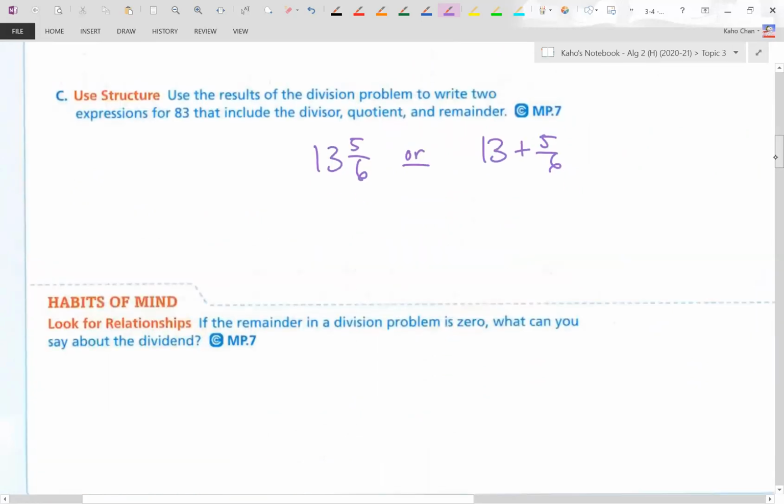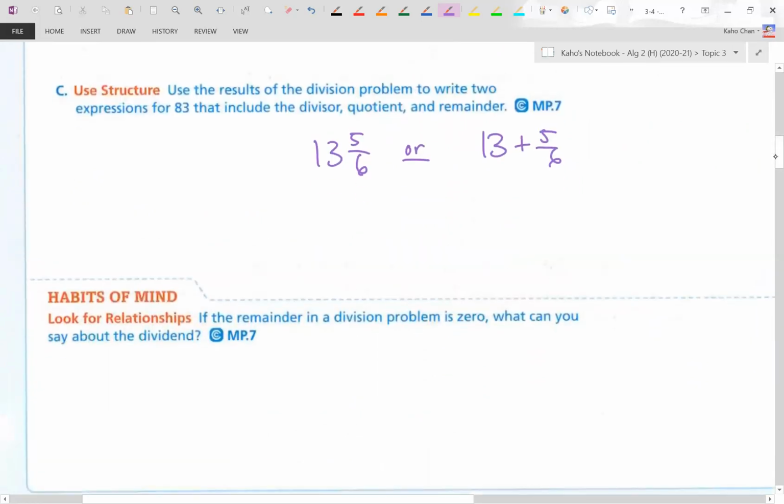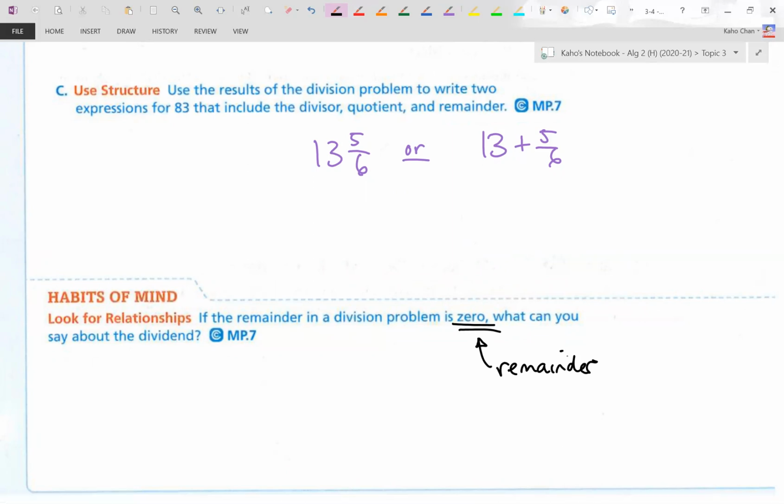Okay, question at the bottom. If the remainder in a division problem is 0, what can you say about the dividend? If we get a remainder of 0, that means the dividend and the divisor divide into each other equally. All right. Let's go ahead and apply this idea of long division to actual polynomials. Let's switch to the next page.